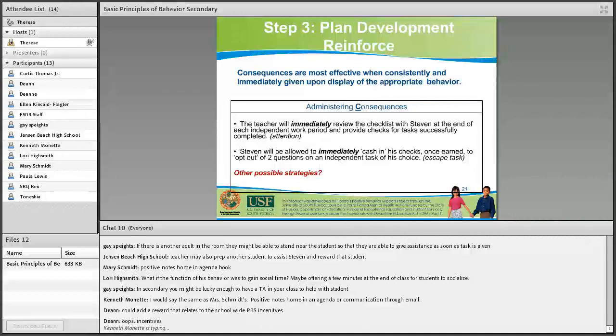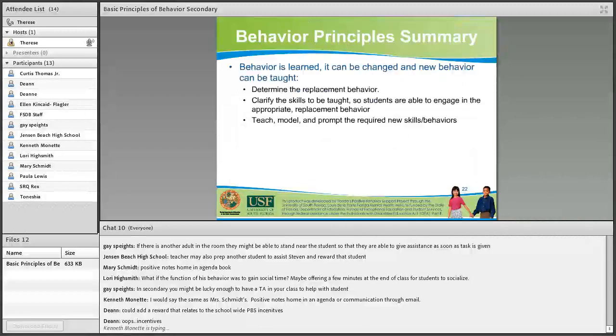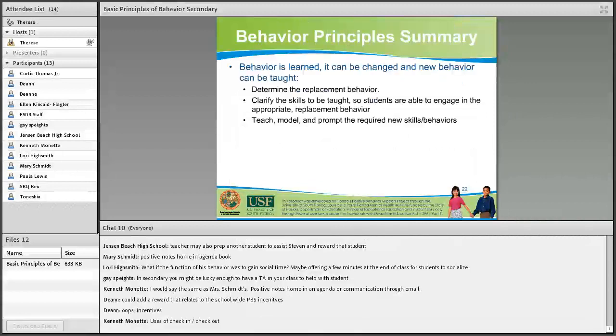Okay, so plan development. Another principle to keep in mind is that consequences are most effective when they are given consistently and immediately upon display of the appropriate behavior. And that's what Jensen Beach High School was saying earlier in the session here today, that consistency is key. So immediacy and consistency will really help you have an impact on the student's behavior.